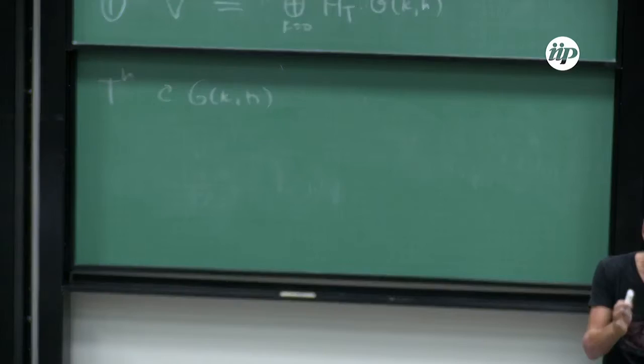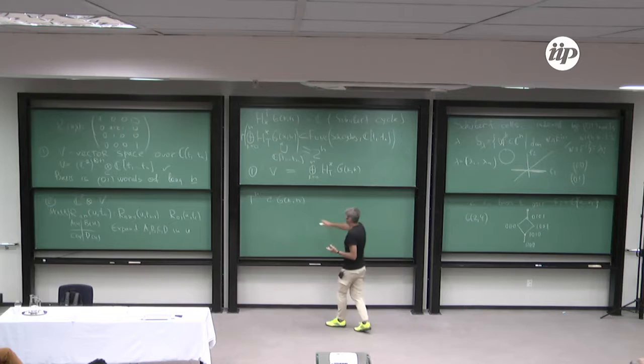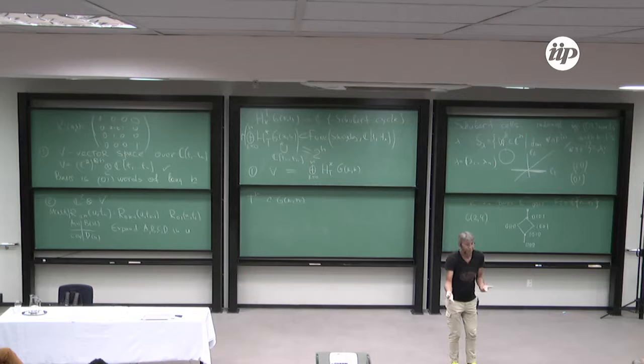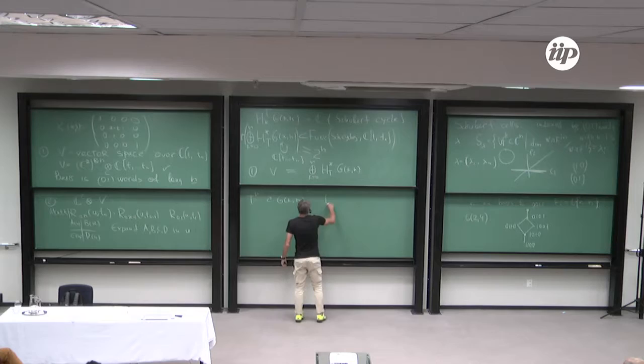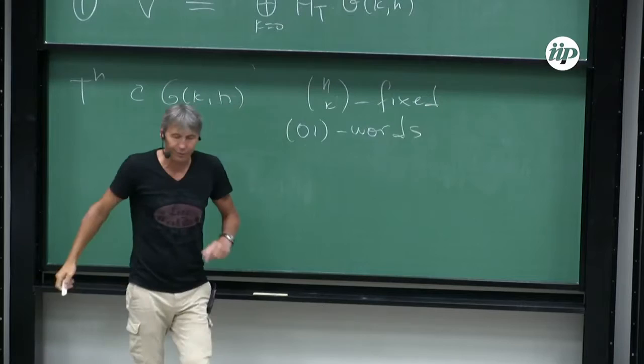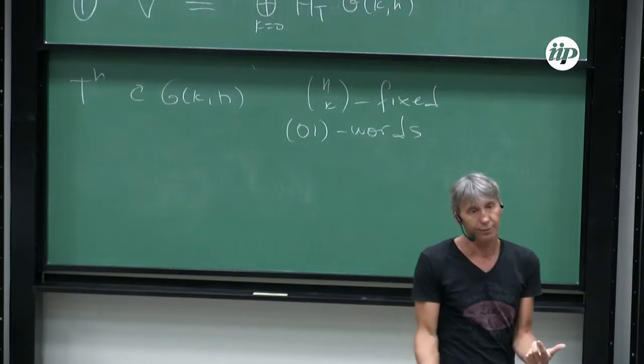Yeah, so Tn acts on the ambient space and therefore acts on all the subspaces. But if I choose a subspace made out of coordinate lines, then scaling them does not change the subspace. So it's going to be a fixed point, a geometric fixed point. So there would be exactly n choose k fixed points, which again are indexed by 0, 1 words, except that this time 0, 1 words tell you which coordinate line you pick. If it's 0, you don't take this line. If it's 1, you take this line.